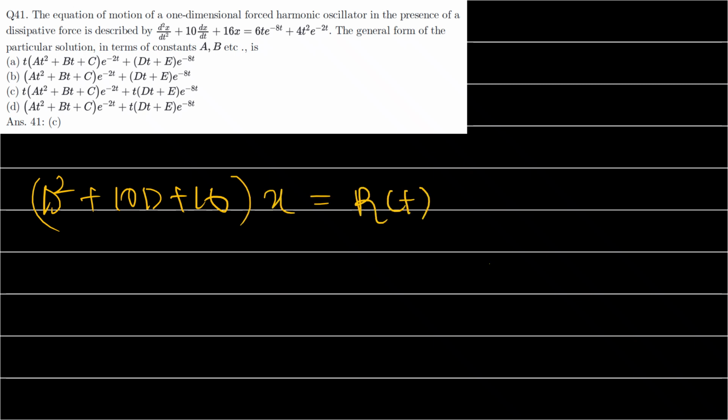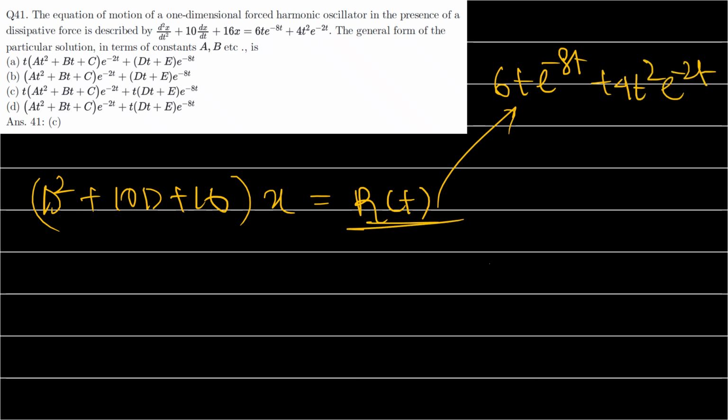This differential equation, general form of the particular solution. So it is basically asked about the particular solution of a differential equation. In the given question, the differential equation is (D square plus 10D plus 16) x equal to R of t, where this R of t is nothing but 60 e to the power minus 8t plus 4t square e to the power minus 2t.